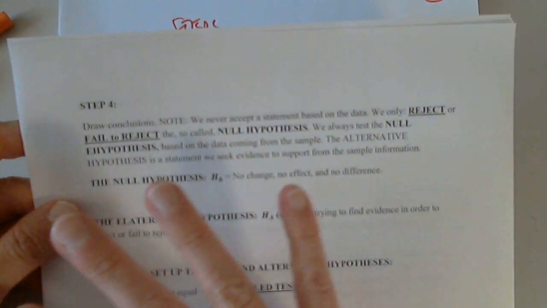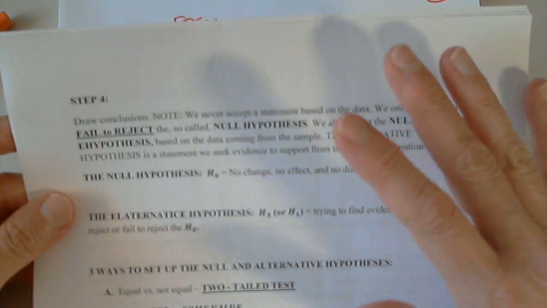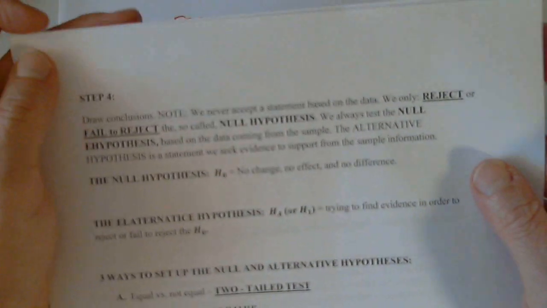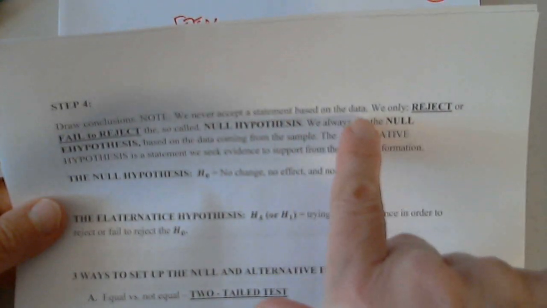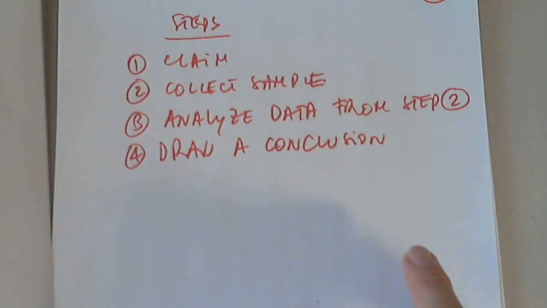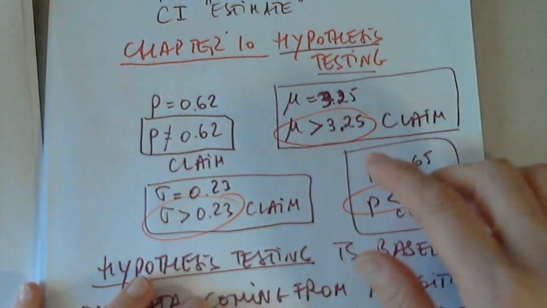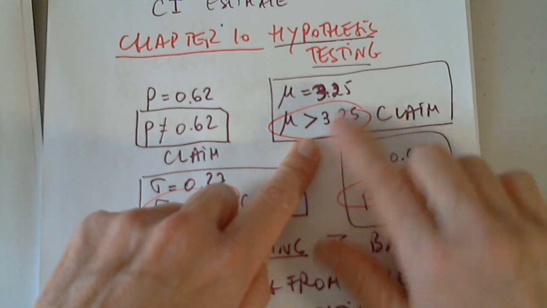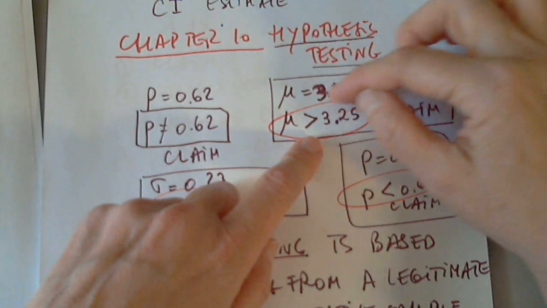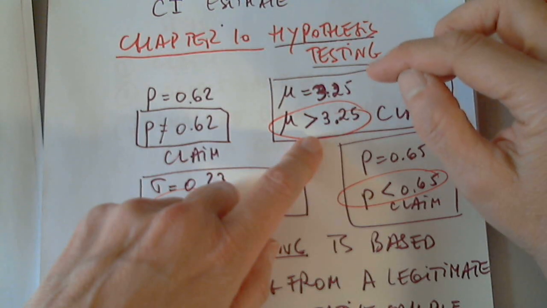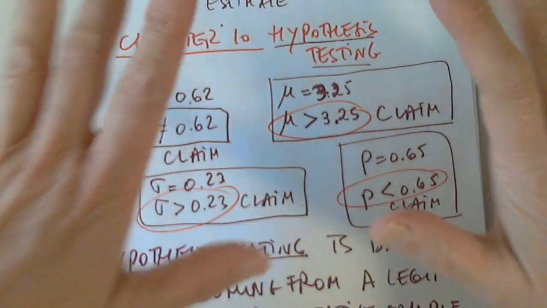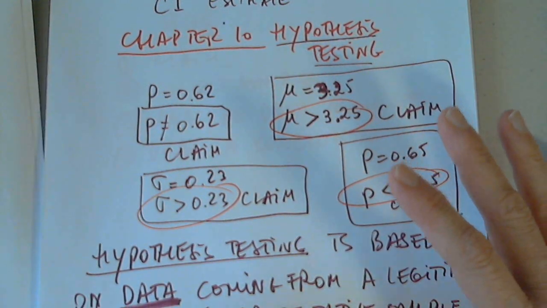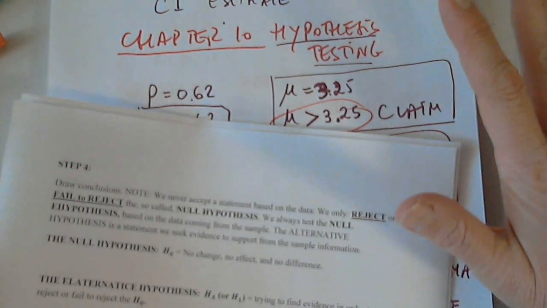Now, this note here is extremely important. I'm going to read it, and then we're going to write it. I hope you do too. We never accept a claim or a statement based on data. Let's suppose this was the claim: that the mean of a phone call has increased, that it is no longer 3.2 minutes but more than that. So we will never say that we accept anything.